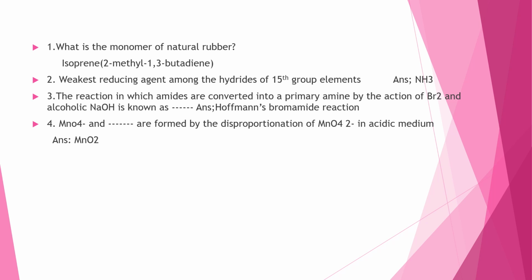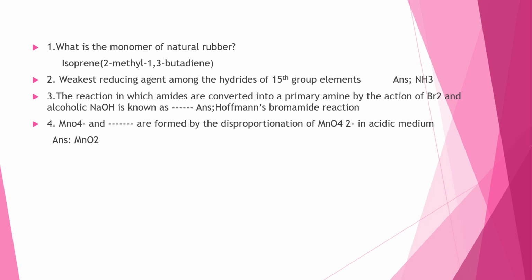Second question, weakest reducing agent among the hydrides of 15th group elements. We know that the reducing properties of hydrides of 15th group elements decrease while going down the group because bond dissociation enthalpy decreases. So the weakest reducing agent will be NH3.